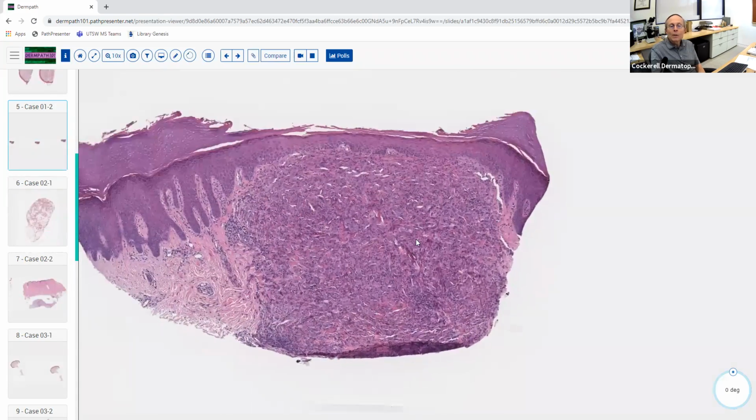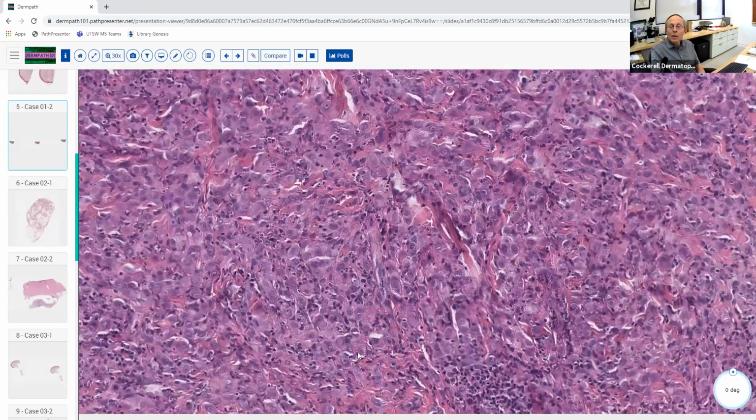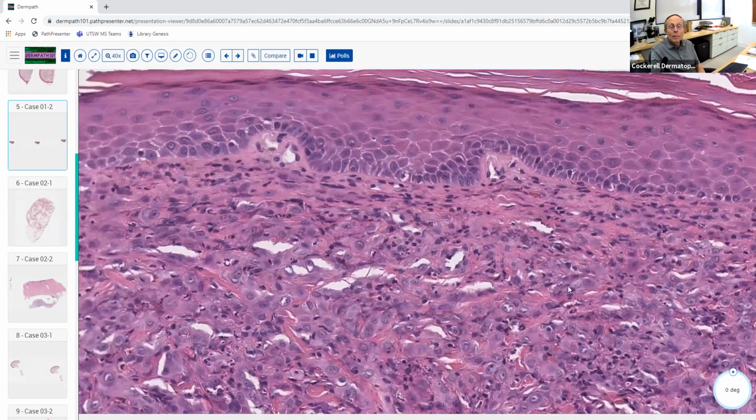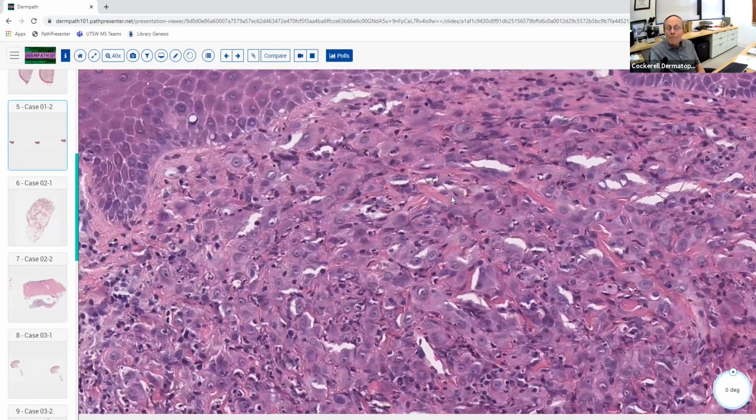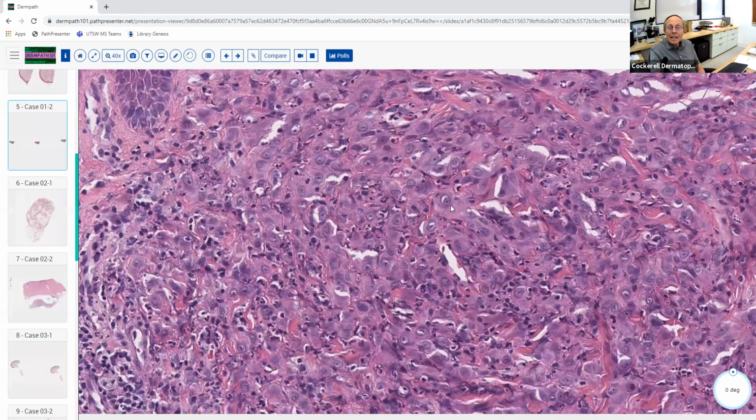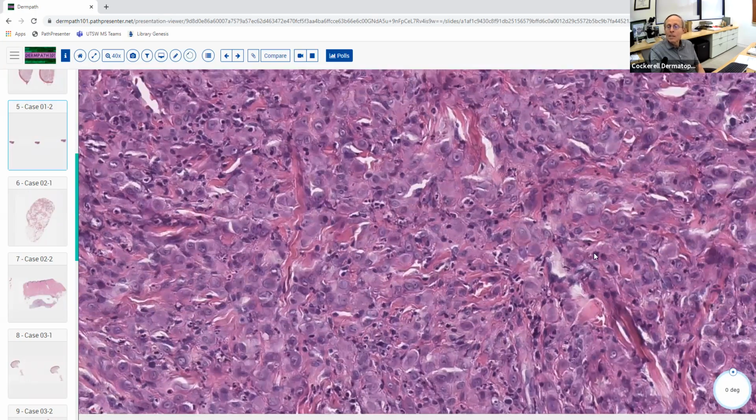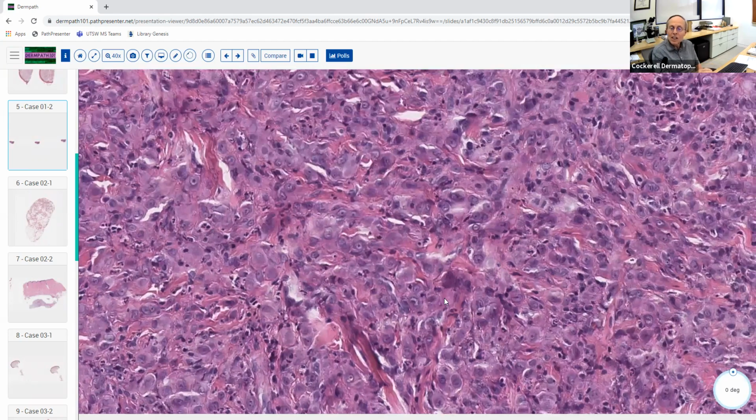This is a better example. And notice here, you've got these cells. They're also histiocytes, and they look a little bit different. They have kind of an amphophilic pink cytoplasm. They don't have the foamy cytoplasm. And this is an example of a reticulohistiocytic granuloma.